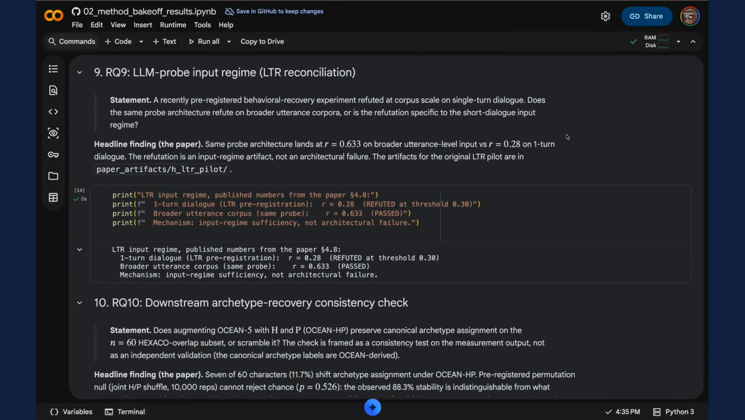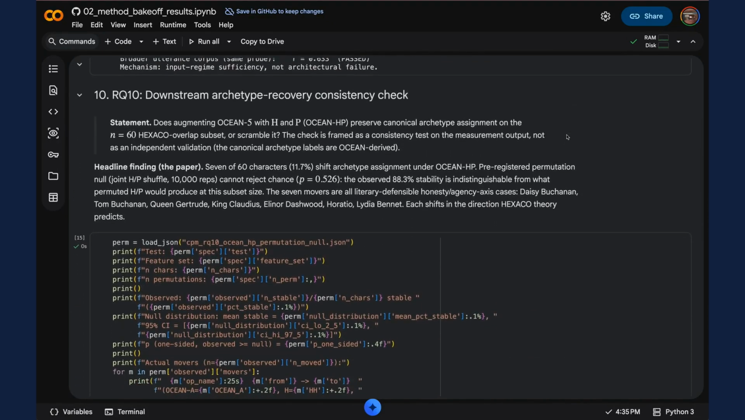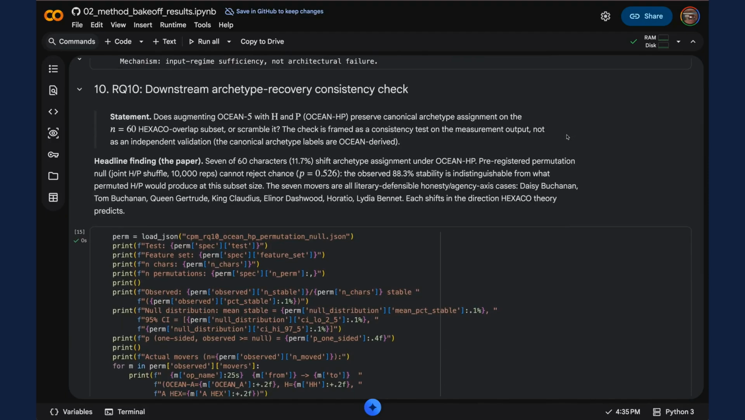Research question 9 reconciles a pre-registered refutation. The same probe architecture that scored 0.28 on one-turn dialogue lands at 0.633 on broader utterance corpora. The refutation was an input regime artifact, not an architectural failure.